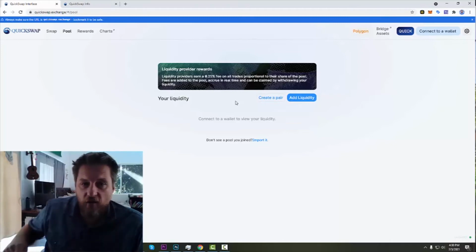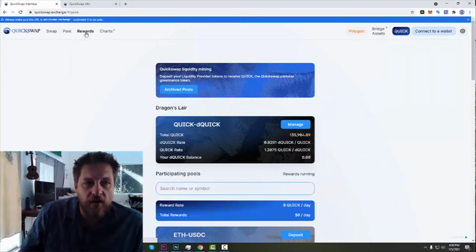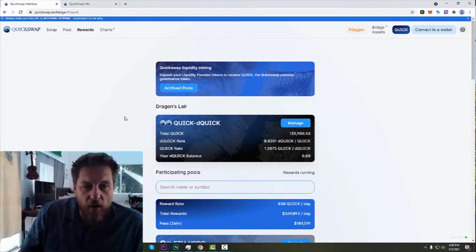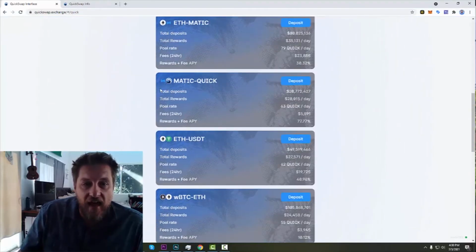But the kicker is you put it in, you get that 0.25% on all trades within it, but you also get what's called an LP token. Now you can take that LP token and get rewards. Different rewards through different platforms, but here on QuickSwap, for example, if I did that Matic Quick that I was talking about, I can take those LP tokens, deposit them, and look here, I'm gonna get 77.77% rewards plus annual fee. So that's a pretty good return.